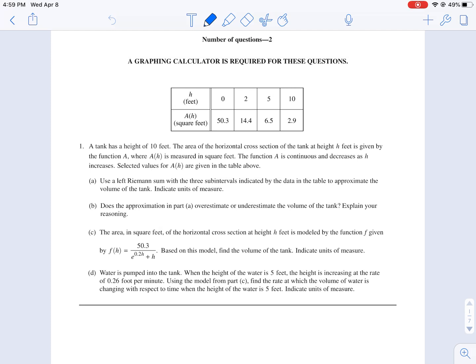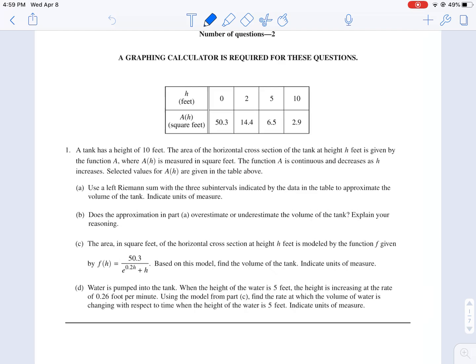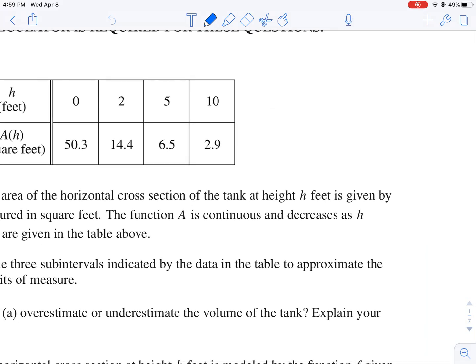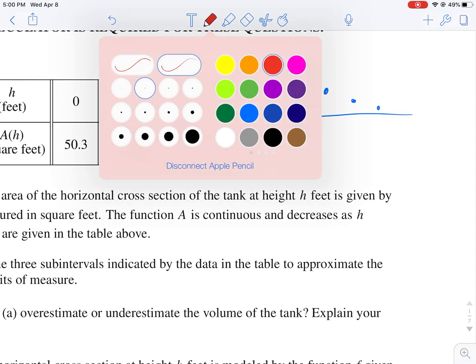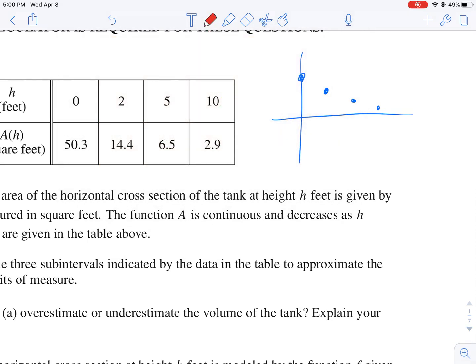So on number 1, it says use a left Riemann sum with 3 subintervals indicated by the data in the table to approximate the volume of the tank. And so remember, for an LRAM, if this confuses you, you can go ahead and actually just draw the rectangles. The points don't have to be perfect, but here's our first point, here's our second point, here's our third point, here's our fourth point.